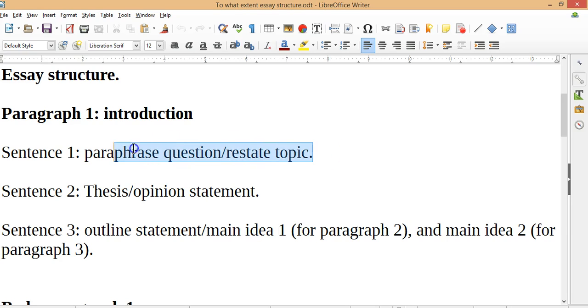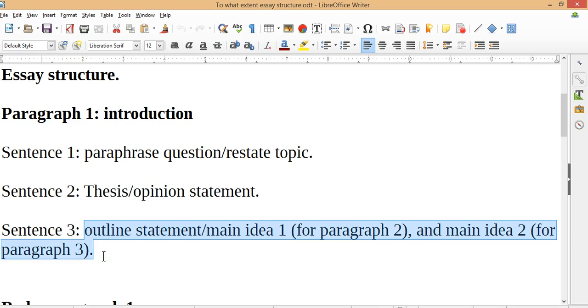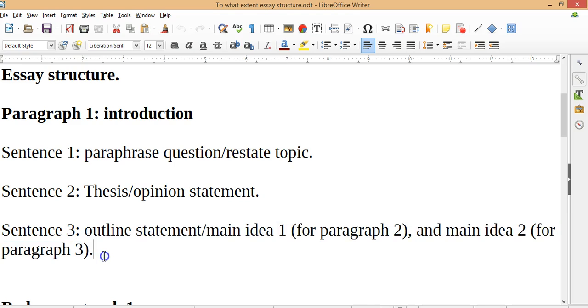So for every essay, you paraphrase the question, restate the topic. Sentence 2, express a clear opinion. Sentence 3, give an outline. What's your main idea for paragraph 2 and your main idea for paragraph 3? So for my essay, I say it's a negative development. So in my introduction, main idea 1, I say it encourages personal dissatisfaction, and that's what I write about in paragraph 2.